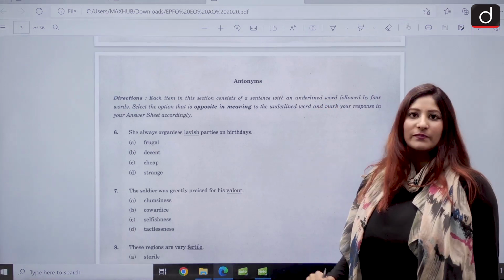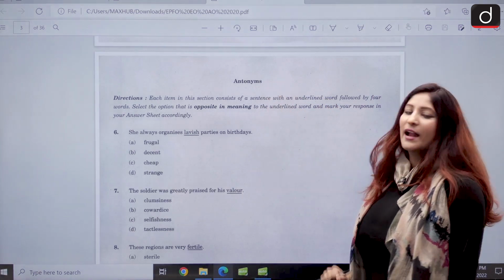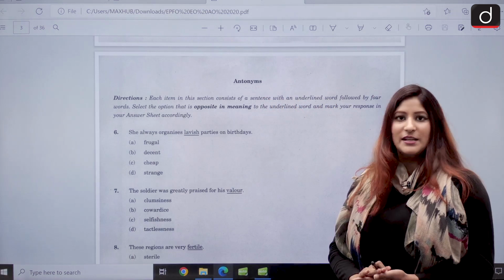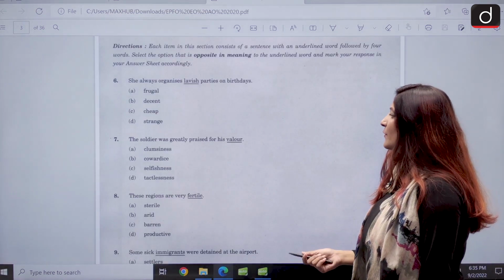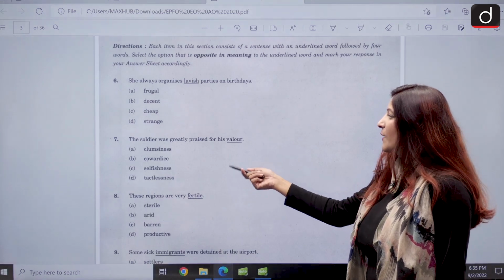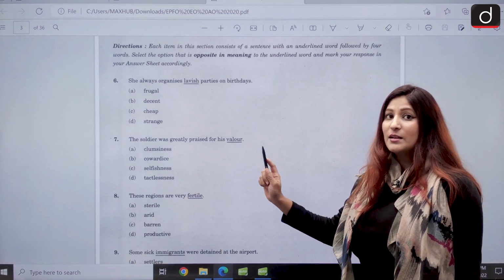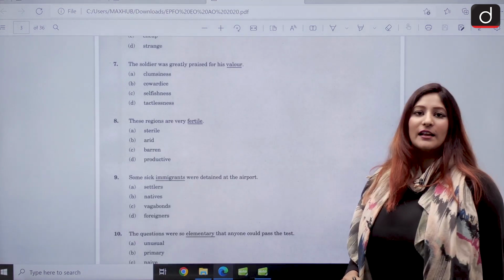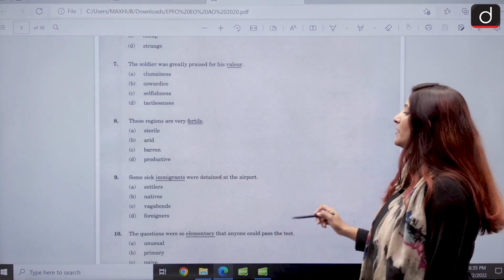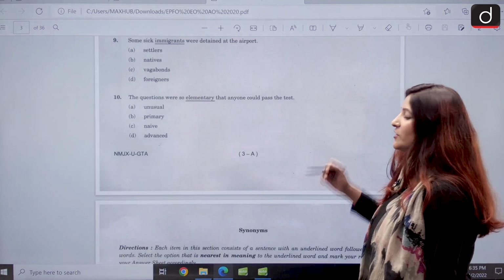Antonyms have been asked, so questions with respect to antonyms will be asked. Antonym, synonym, please strengthen if you are weak in that. "Soldier was greatly praised for his valor." What does valor's synonym, not synonym, antonym. Antonym you have to choose. Again, "These regions are very fertile." We have to choose the antonym for fertile. Okay, this is the question paper of 2020.